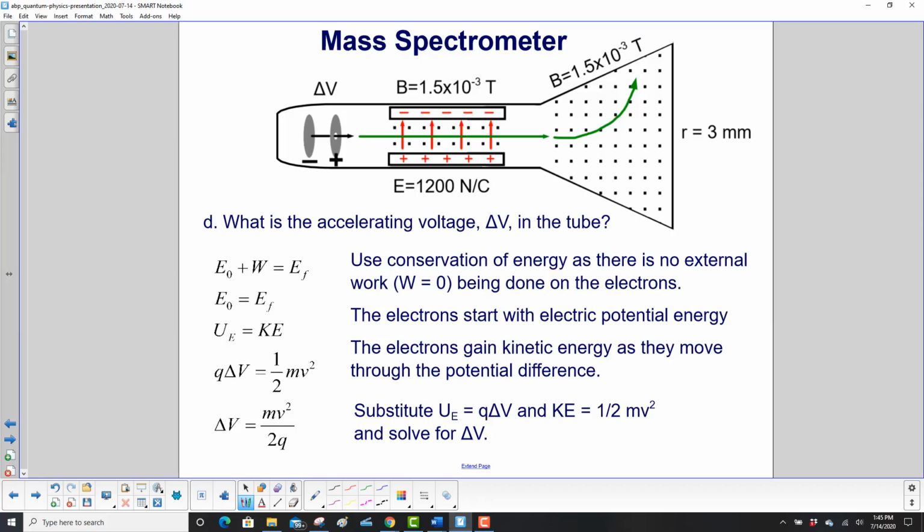What is the accelerating voltage in the tube? Use conservation of energy, as there is no external work being done on the electrons. So this term goes out, and the initial energy is the final energy. All the initial energy is the electric potential energy that the electrons have over here at the negative terminal. They get repelled, and they go that way through the field. At the end, there's no more accelerating voltage, and all they have is kinetic energy. So the equation for potential energy is Q delta V, and kinetic energy is 1/2 mv squared. Solve for delta V by dividing both sides by Q.